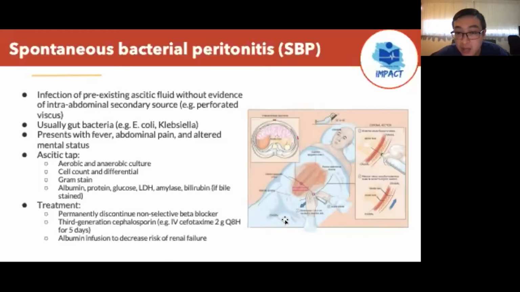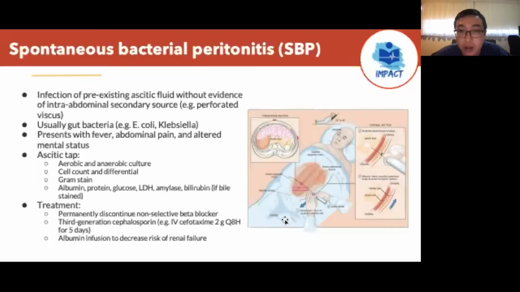And there are a couple of things that you test it for. So you put some of the acidic fluid into blood culture bottles, so aerobic and anaerobic bottles, to see if you can grow organisms. You also do a cell count on it. You do a gram stain looking for, again, organisms, and you can do some fancy acidic fluid chemistries as well, looking for things like albumin, protein, glucose, lactate dehydrogenase, amylase, bilirubin, et cetera, et cetera.